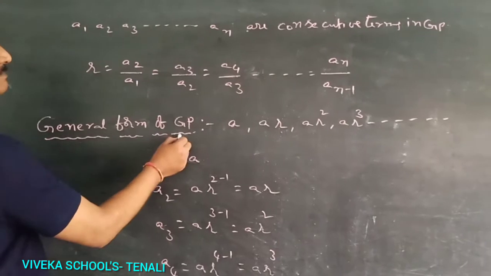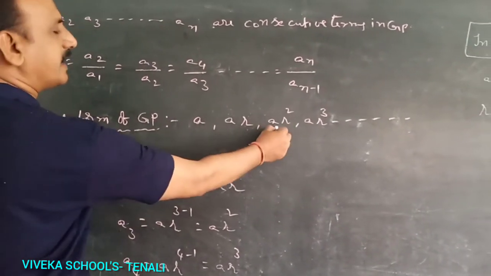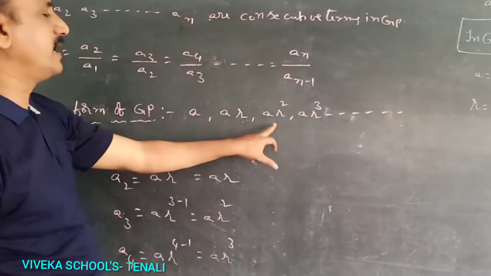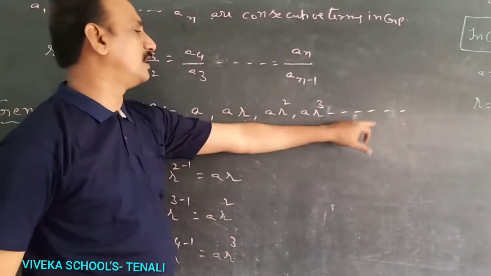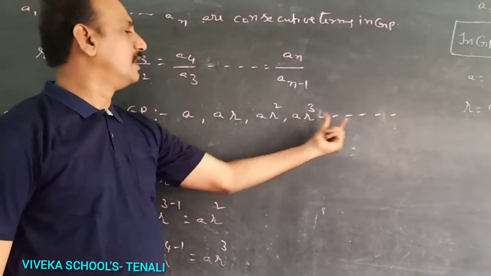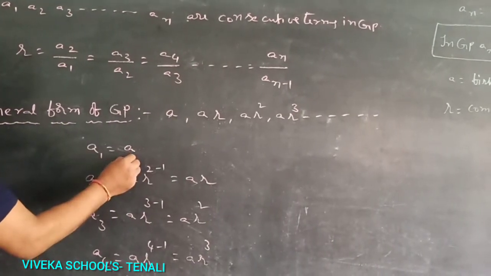General form of the GP, what is that? A, AR, AR square, AR cube and so on. A is the first term, AR is the second term, AR square is the third term, AR cube is the fourth term and so on. So first term, A1 is equal to A.